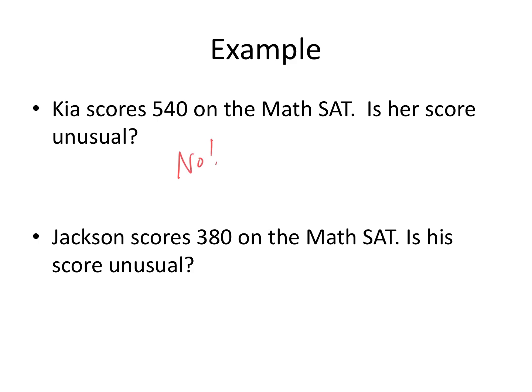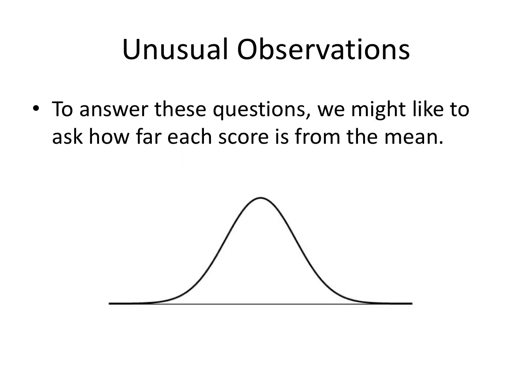Okay, but Jackson scores 380 on the Math SAT. So we would say yes about Jackson being unusual. Okay, so this picture, standard deviation that we're going to... To be more precise, if we want to know if something's unusual, we just want to see how far each score is from the mean. We can be more precise about seeing how far from the mean we are.